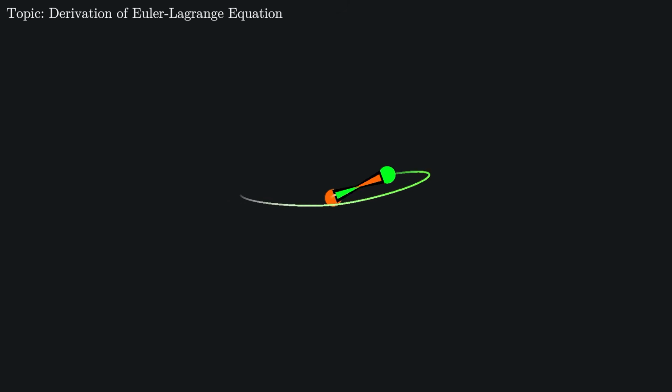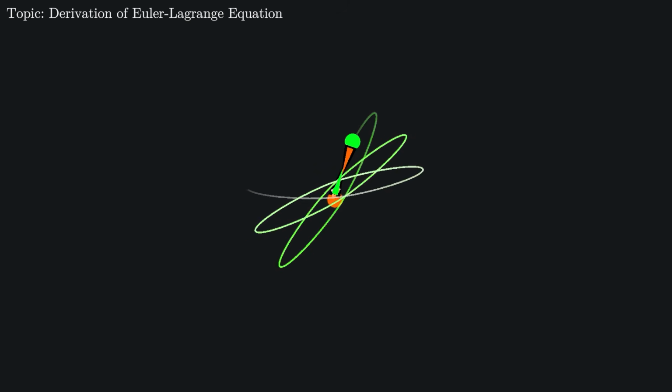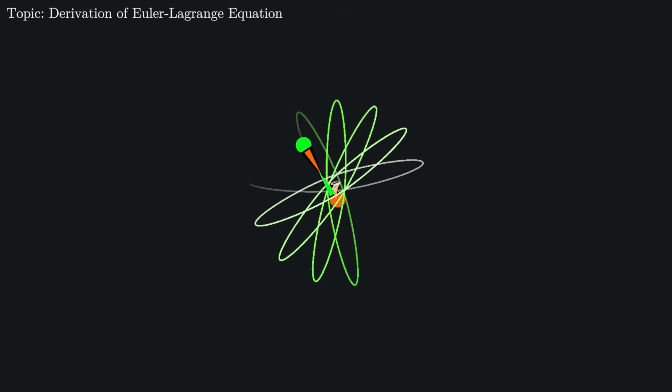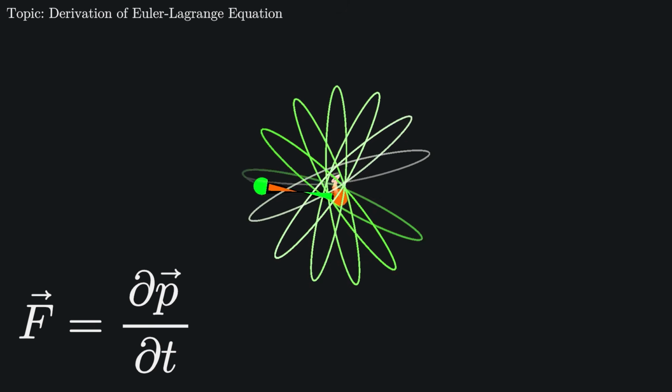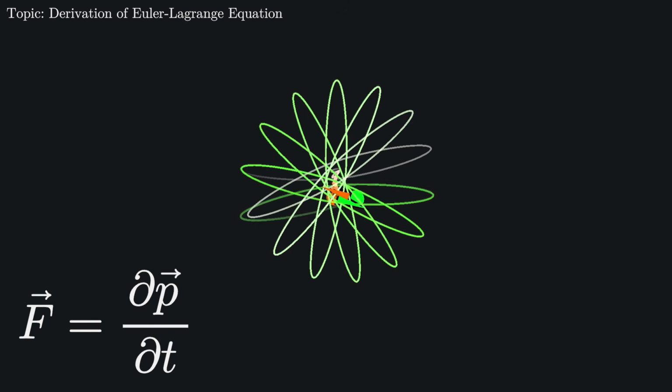Today's topic is the Euler-Lagrange equation. First of all, why do we need this equation? Newton proposed that every movement in nature can be predicted by solving the forces acting upon it. This method allows us to predict the future of a system, like a simple pendulum or a star-planet system.